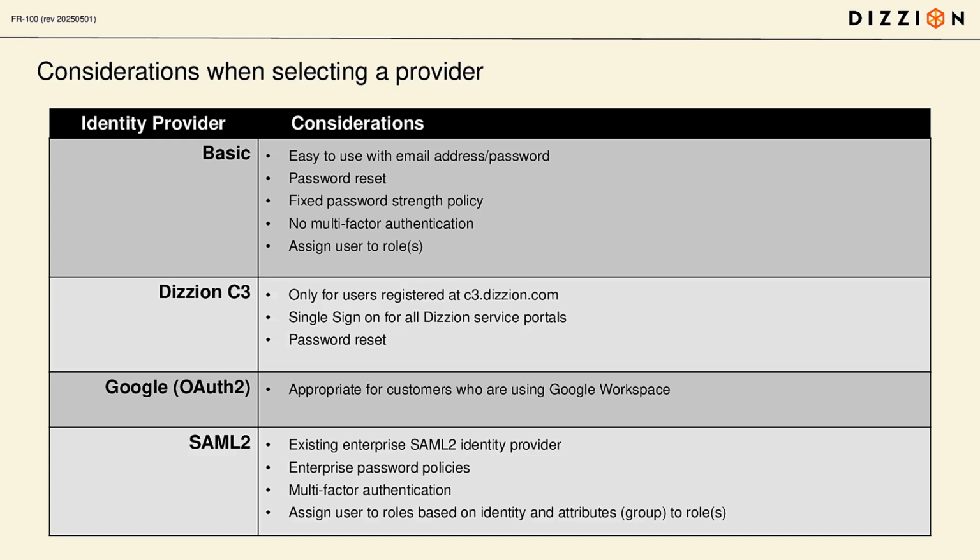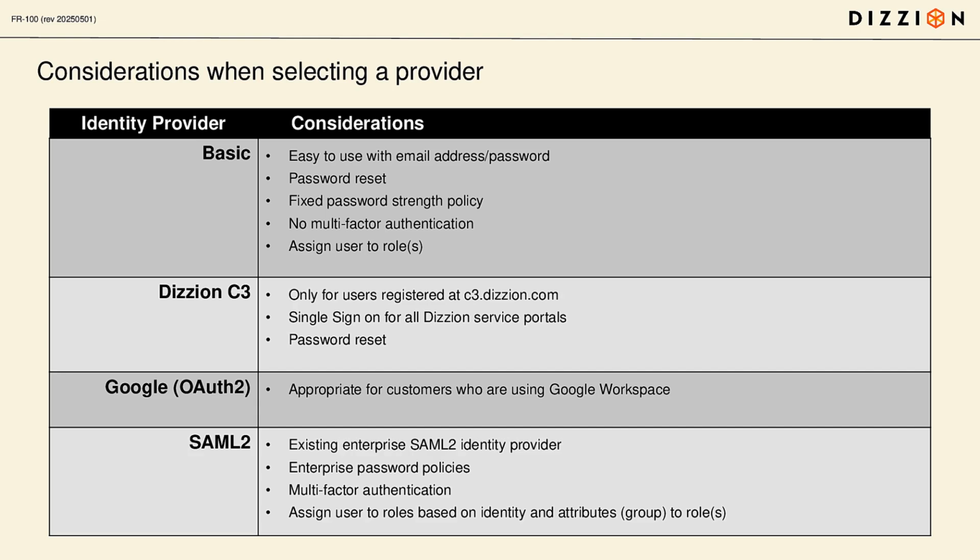There are many considerations when selecting an identity provider. Most customer organizations already have an authentication solution and will likely prefer to bring this provider into their Dish and DAS configuration. Basic authentication uses an email address and password stored within the Dish and backend. The password is encrypted and can be reset. This method is not enabled for multi-factor. Dish and C3 provides single sign-on for users registered with the customer portal. It offers the ability to reset passwords and leverages a Kerberos-backed database for added security.